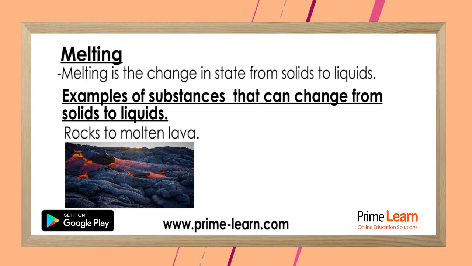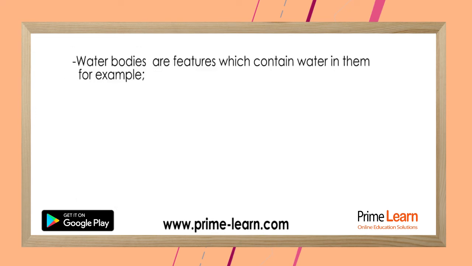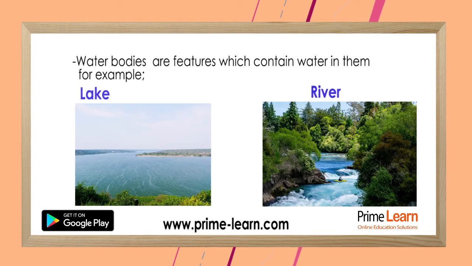Wow. Let us go to another example of the changes of state of matter. Evaporation. Remember, we have said that evaporation is the change of state from liquids to gases. The examples of substances that undergo evaporation, you have water to steam, where we have talked about the experience that we go through when we are boiling tea. Another one is drying of water bodies. My dear friend, do you know what I mean by water bodies? These are features which contain water in them. Among them we have lakes, rivers, and so on.